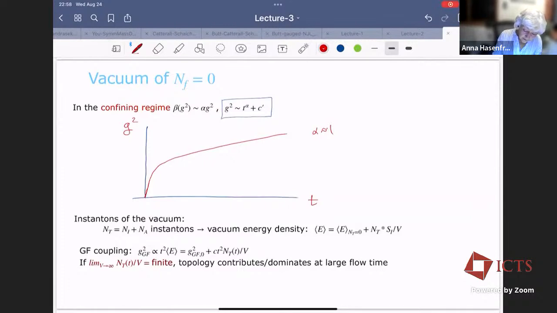There is one other thing that we can look at. We can look at different topological sectors.